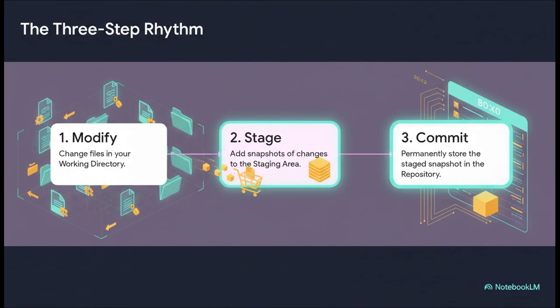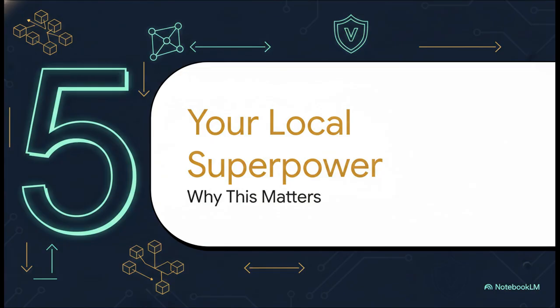First, you modify your files out on the workshop floor. Second, you stage the specific changes you want to group together, putting them in your shopping cart. And third, you commit that group, checking out, and creating a single, meaningful snapshot that gets stored forever in your project's history.